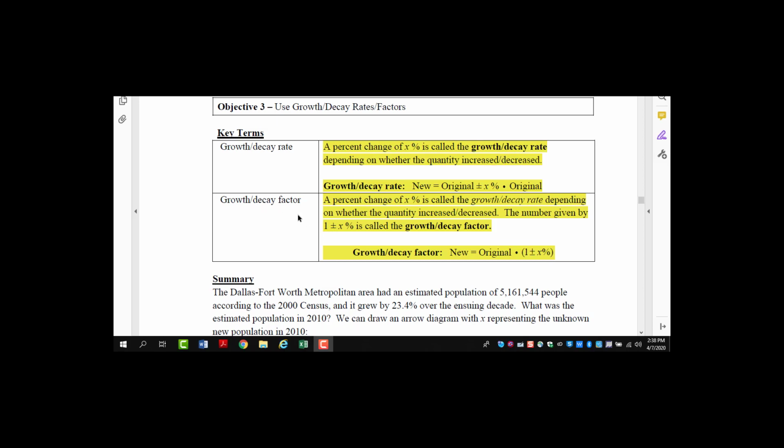A growth or decay factor is a number that we use to grow something or to shrink something by a certain percentage. And we get it by 1 plus or minus the percentage we're trying to grow or decrease something by. And so I'm going to give you a few examples of this so you can understand how to calculate a growth or decay factor and then how to use it.